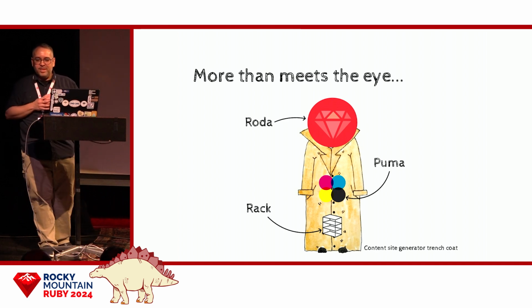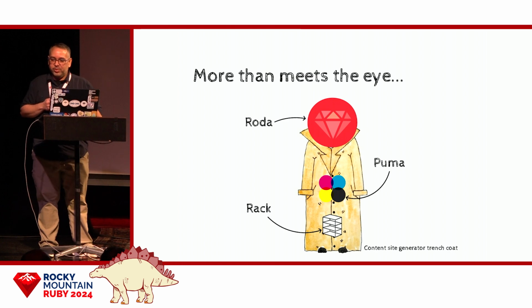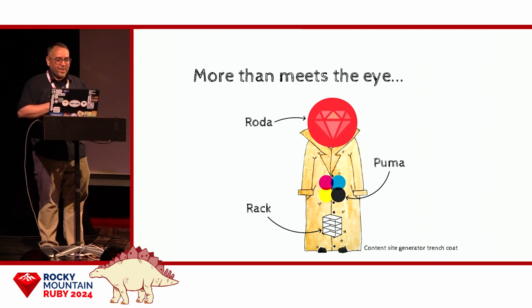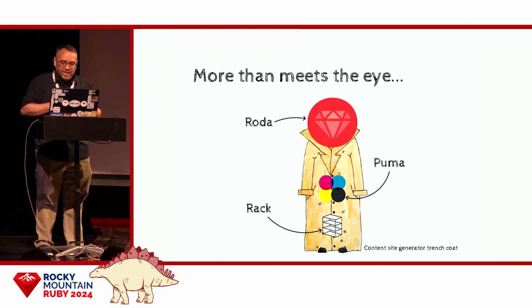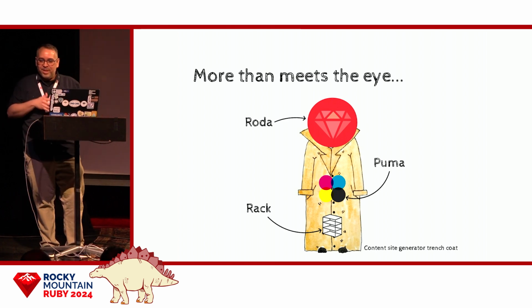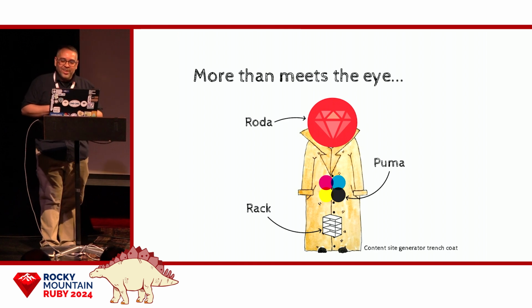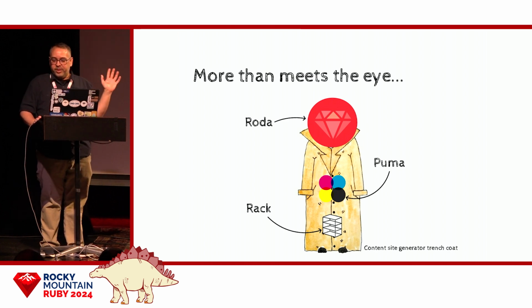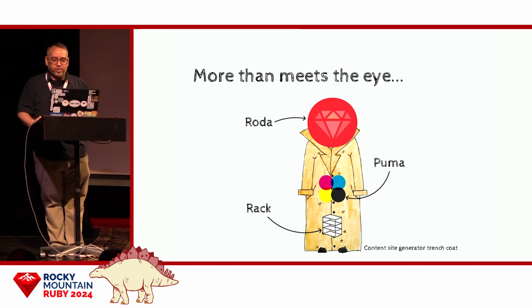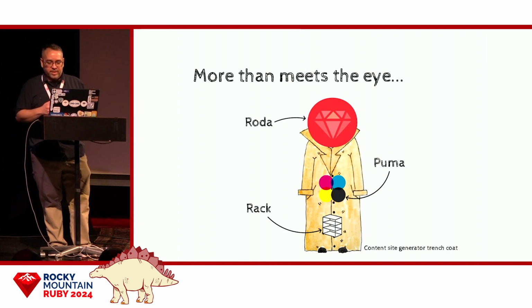I guess you may have seen this meme of three raccoons in a trench coat, right? So inside that content site generator trench coat, and maybe that's all we see, all we know. There's a lot of stuff hidden inside, right? First, you have Rack, the Ruby web server interface, the thing that allows Rails and many of the frameworks to exist.